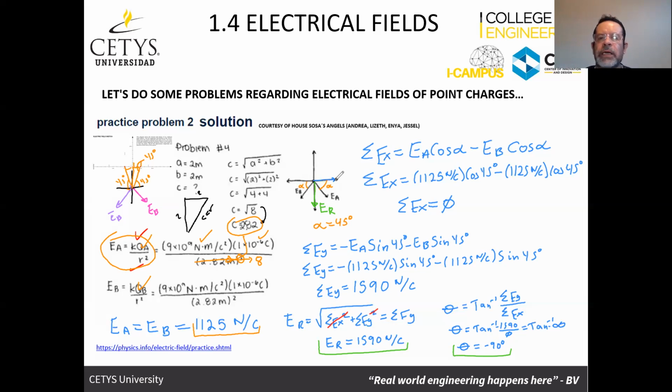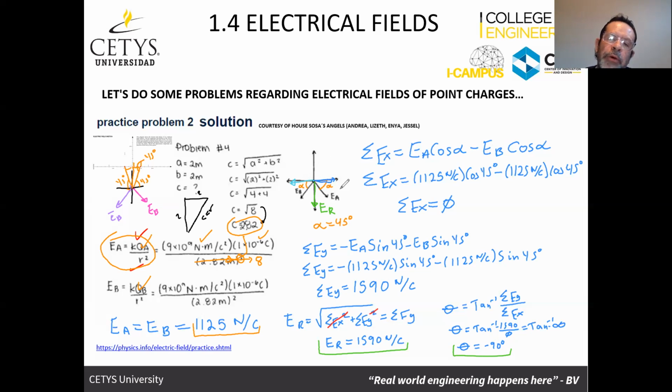The sine is going to give me the Y component, and that's going to be positive because it's facing this way. Then we're going to have the same situation for EB. It's going to be EB cosine of the angle, but it's pointing the other way, and so that's why it's negative.